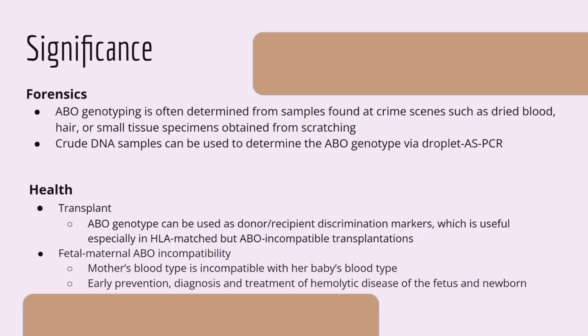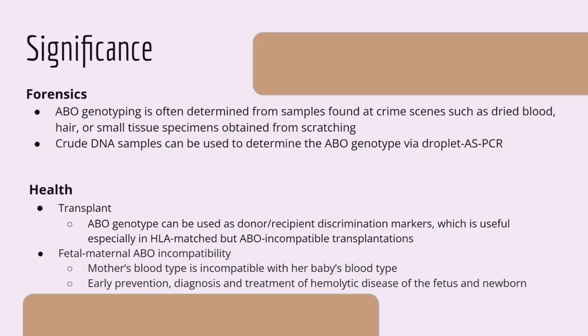In clinical settings, this method of ABO genotyping has many beneficial uses. ABO genotypes are used as donor-recipient discrimination markers in transplantations, and rapid ABO genotyping is especially useful in human leukocyte antigen-matched but ABO incompatible transplantations. Rapid droplet ASPCR can be life-saving when used to detect fetal-maternal ABO incompatibility. Rapid genotyping allows for early detection, diagnosis, and treatment of hemolytic disease of the fetus and newborn.